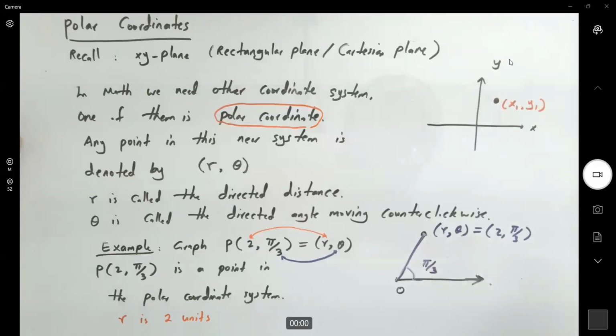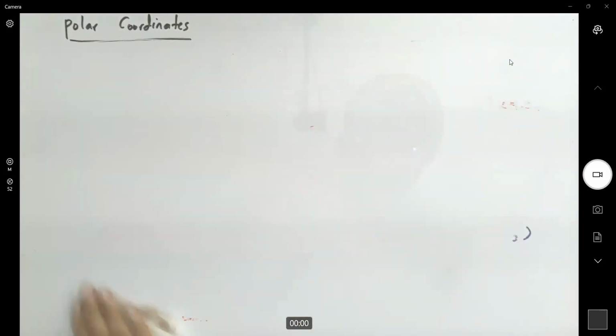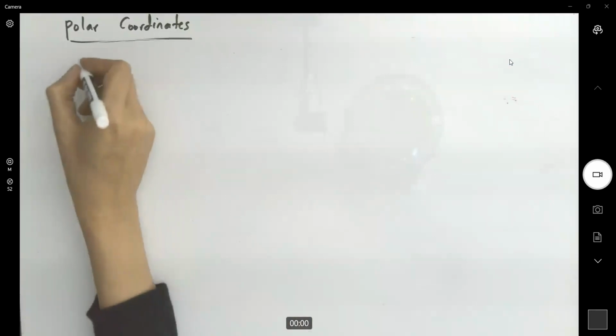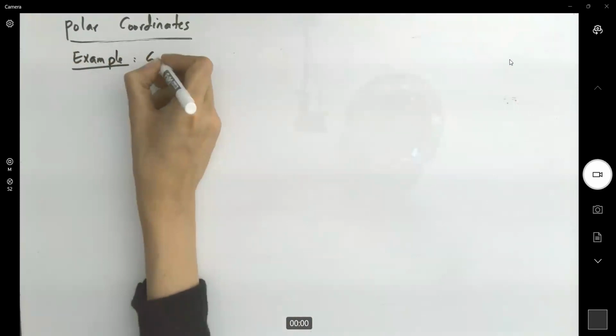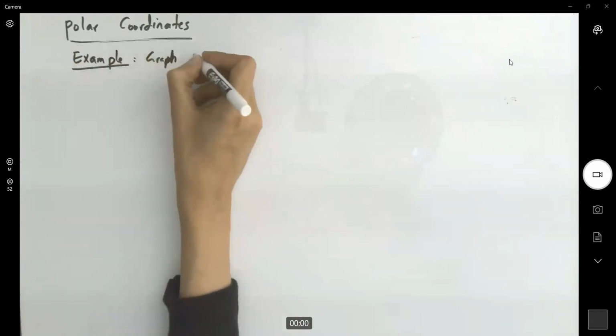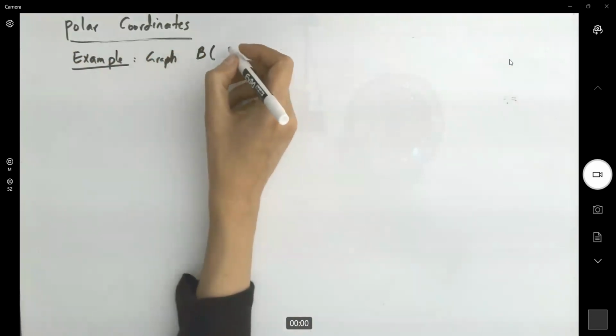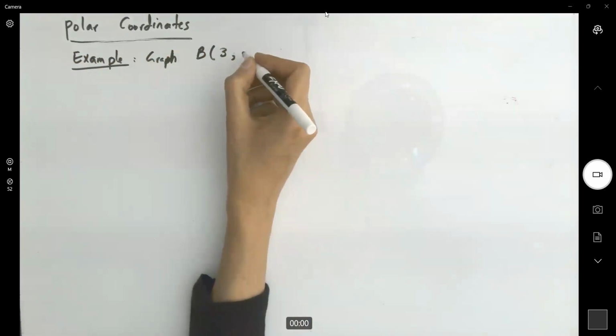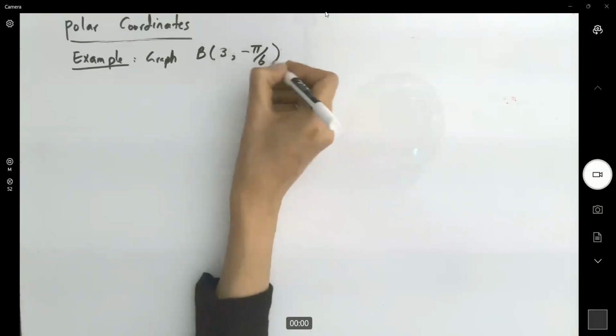Okay, give us more examples. Sure. Now, suppose I ask you to graph the following. Graph your point, let's call it B, with first coordinate 3 and second coordinate a negative angle, negative pi over 6.